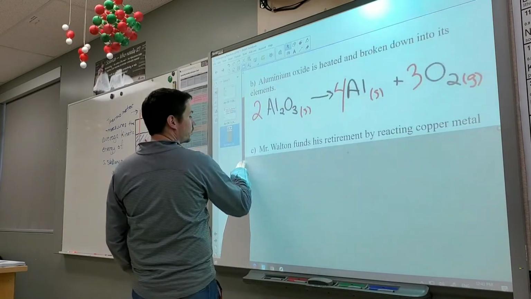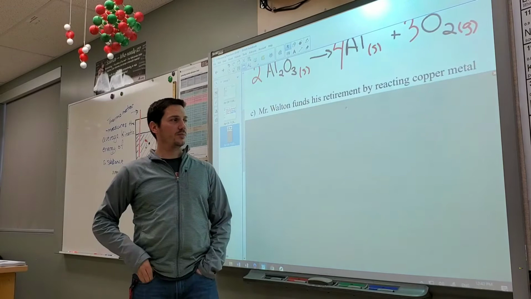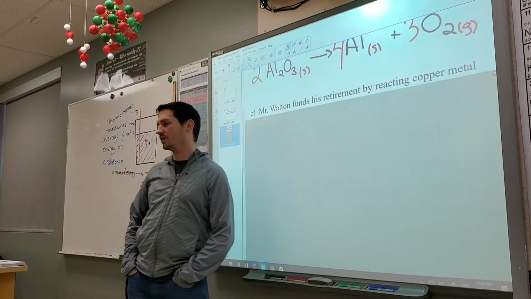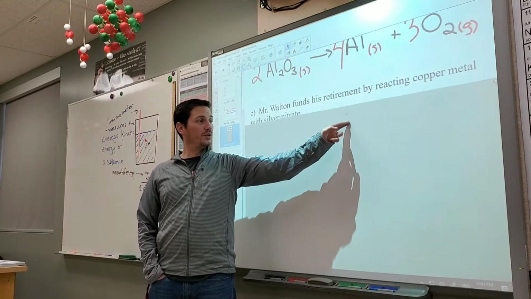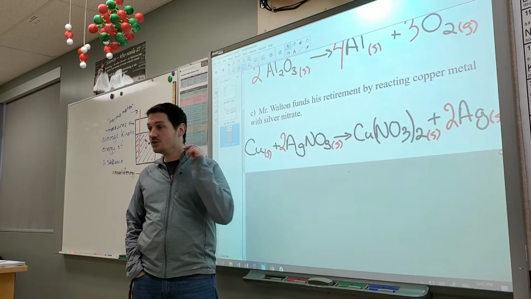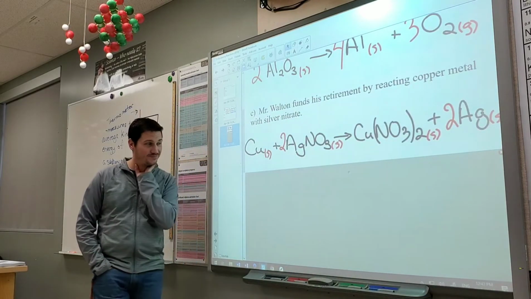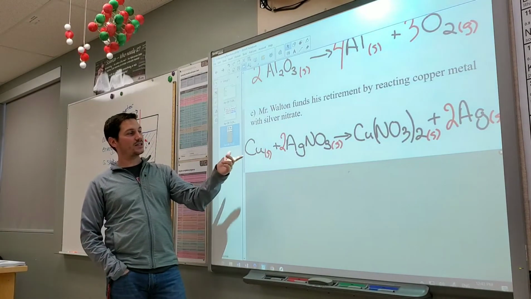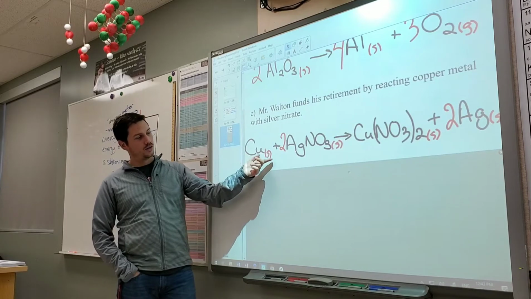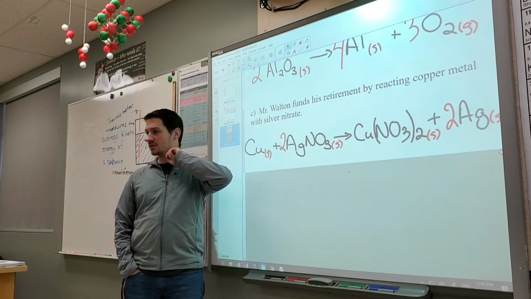Then we went through Mr. Walton funds his retirement by reacting copper metal with silver nitrate. Did we actually finish this one all together? Yeah. I think we did, right? No, we didn't. It's the one in the phone. So we react copper metal with silver nitrate.